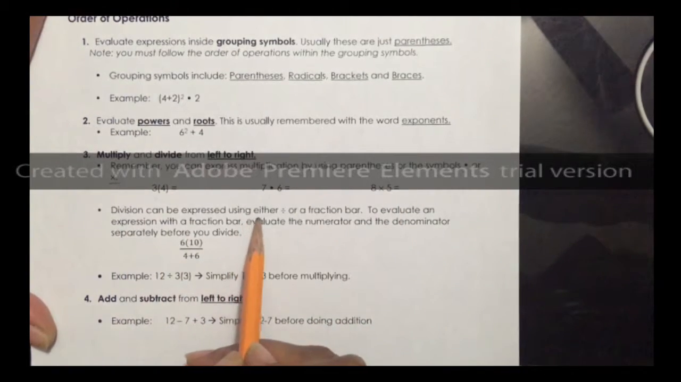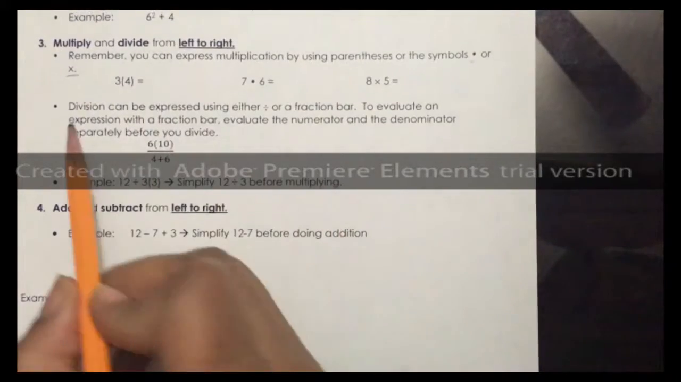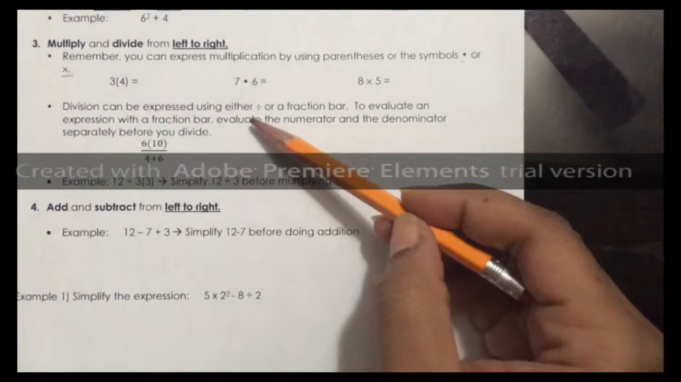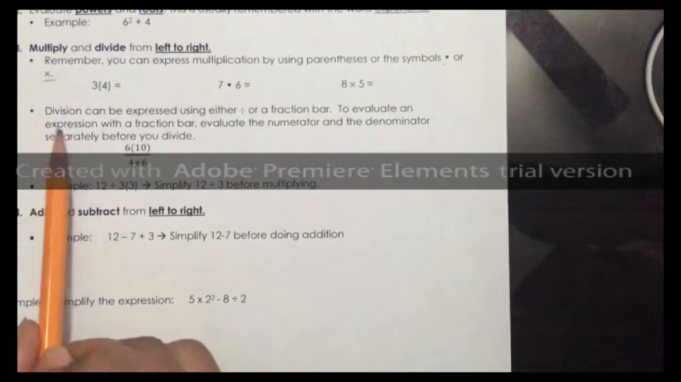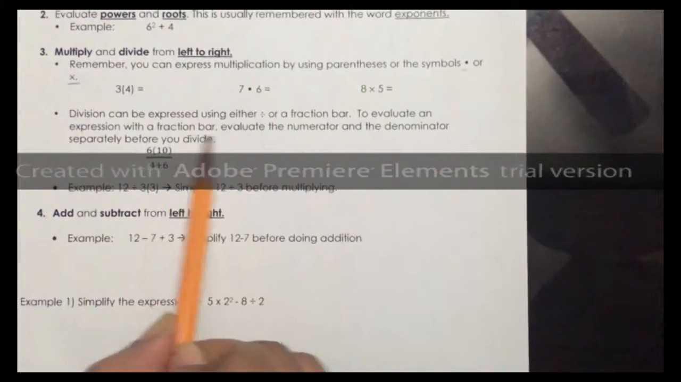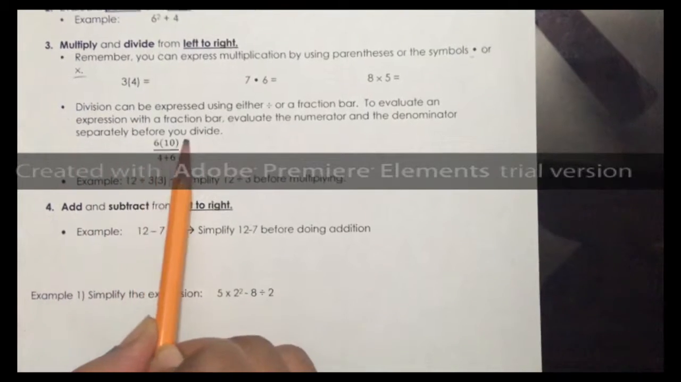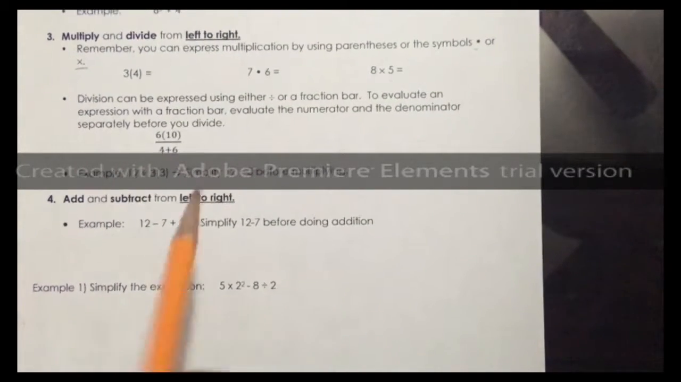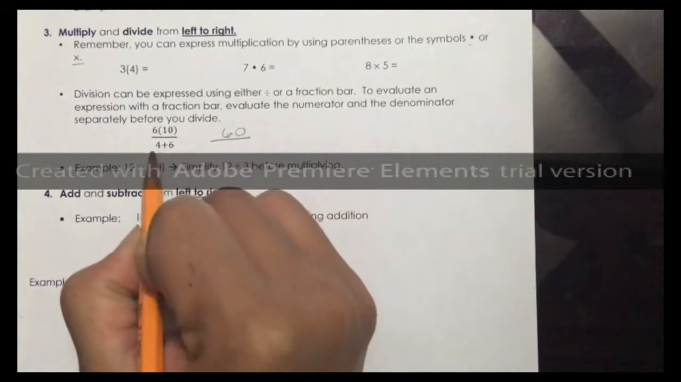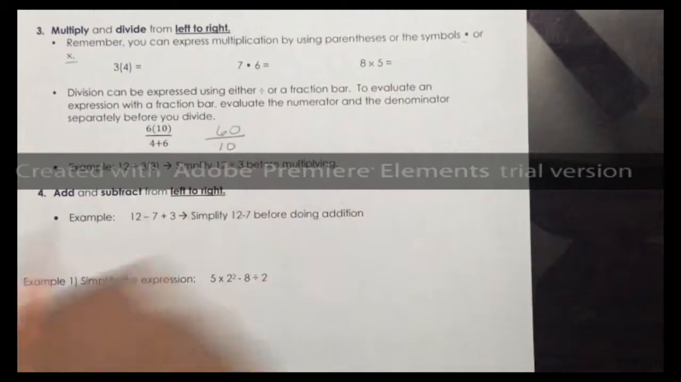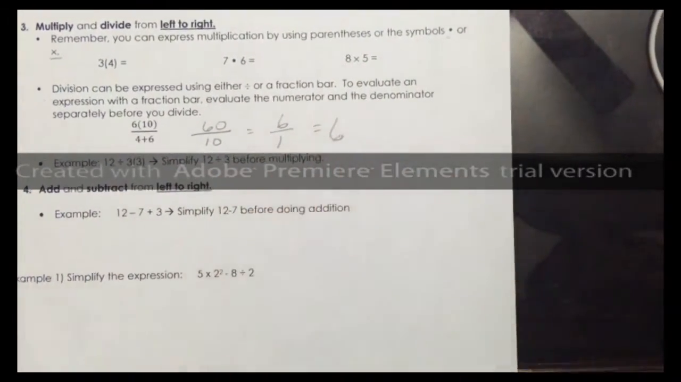Division can be expressed using either a division symbol or a fraction bar. To evaluate an expression with a fraction bar, evaluate the numerator and the denominator separately before you divide. So you'll first need to say 6 times 10 is 60, and then 4 plus 6 is 10. And then you can reduce that fraction to 6 over 1, which equals 6.